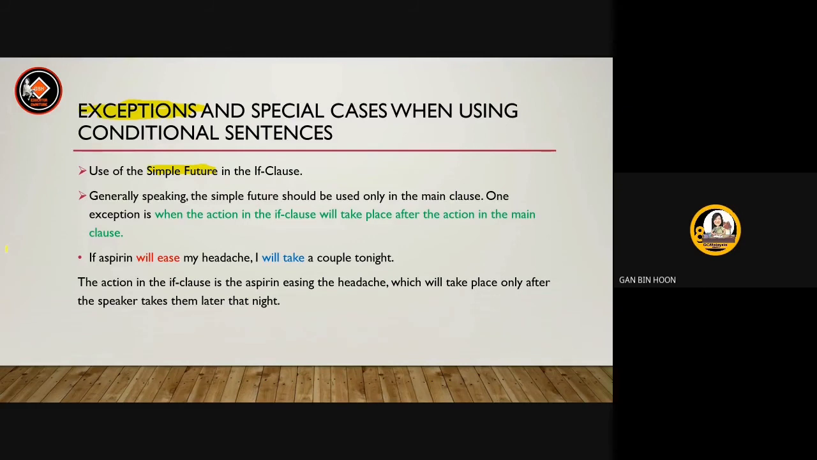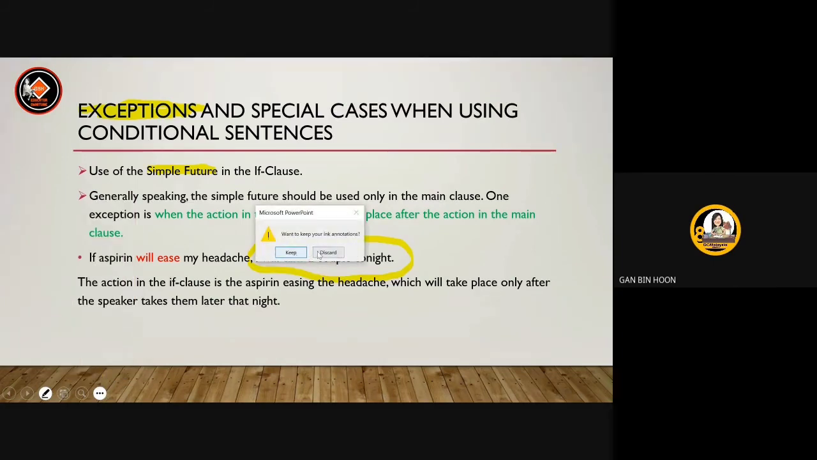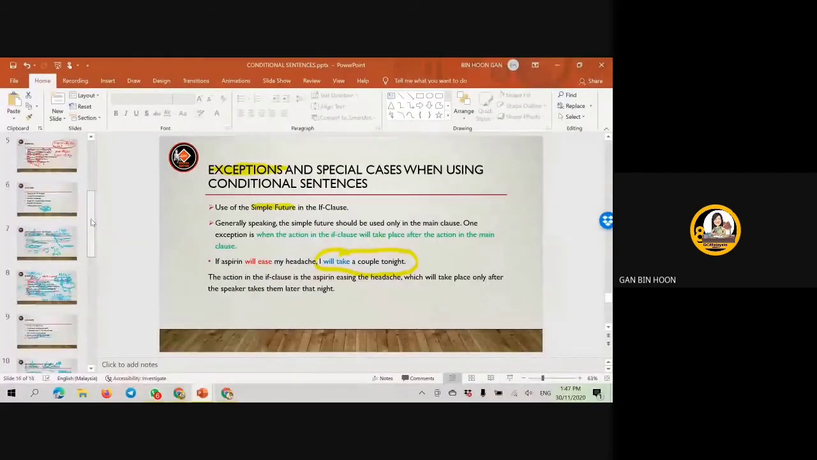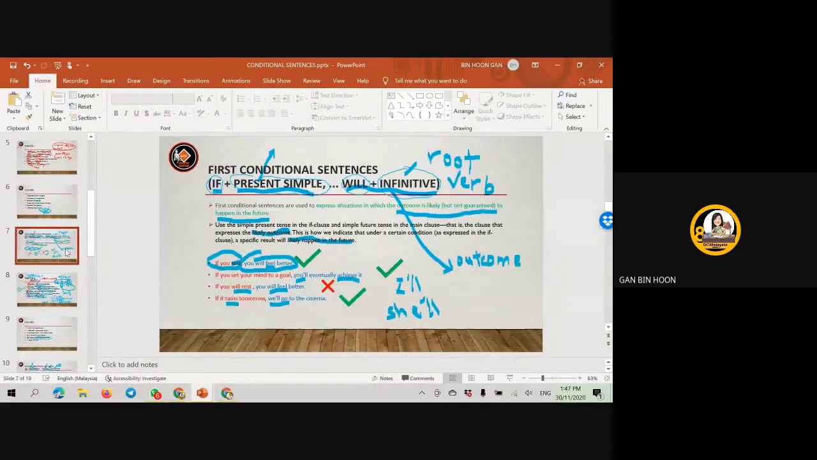Okay? Tadi kita belajar will hanya berlaku dalam main clause. Dia tak boleh berlaku di sini. Remember the second one? Okay, I show you the second one. Okay, let's look at the second one tadi. Remember the first clause? Nampak tak? Will. You see the will? Will hanya ayat kedua. Tetapi ayat pertama is if present simple.